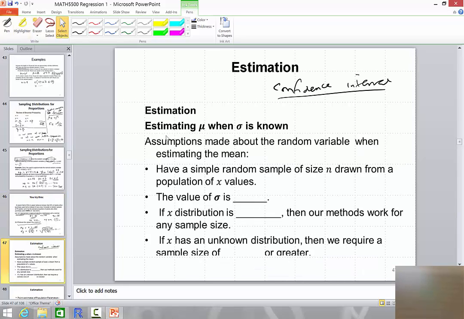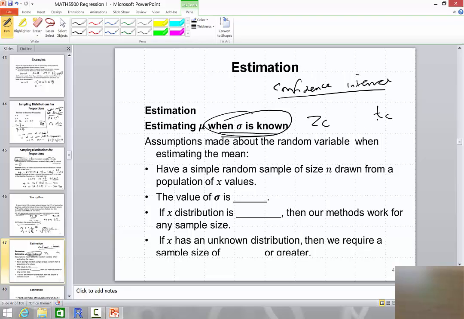Okay, so estimating mu when sigma is known. You will find the confidence interval for the mean in two cases: one case is sigma known, one case is sigma unknown. Remember, if sigma is known, you will be using the z critical value, and if sigma is unknown, you will be using the t critical value.